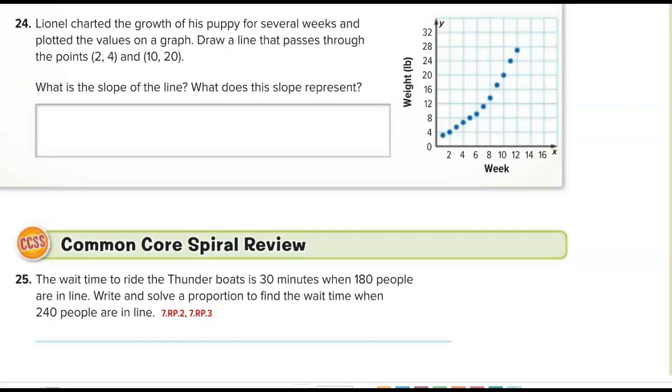Okay, the reason why they want us to draw a line is, if you look at this plot that they have, did those dots follow a linear pattern? If I was to draw a line that included all of those points, would it be a straight line? No.